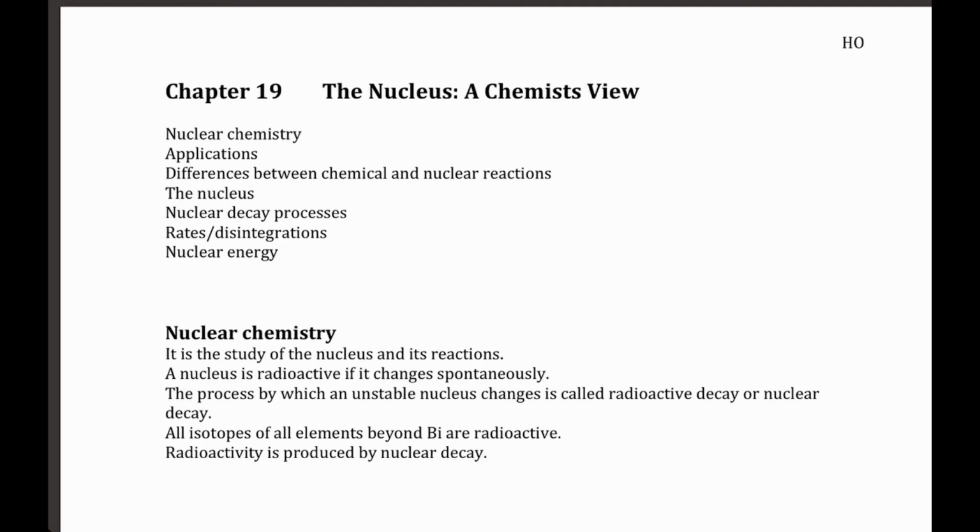All isotopes of all elements beyond bismuth are radioactive. That means polonium and beyond. Radioactivity is produced by nuclear decay.